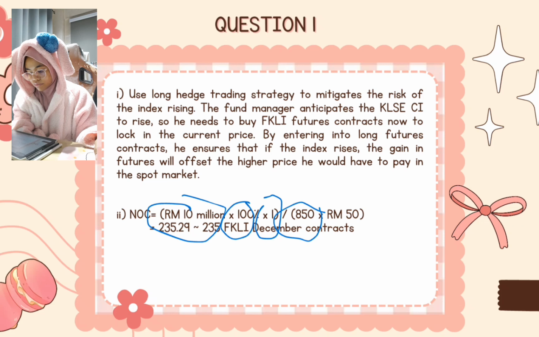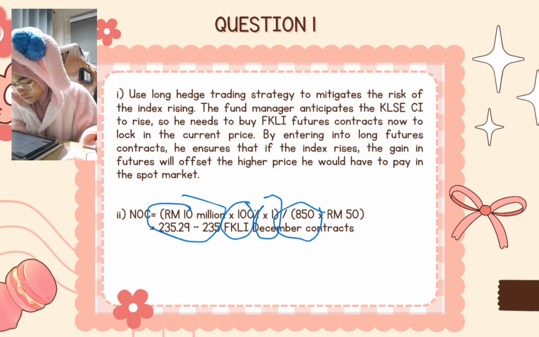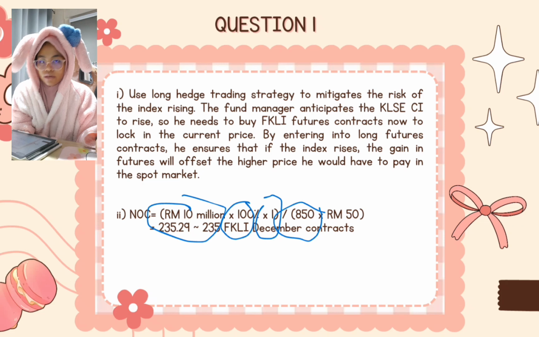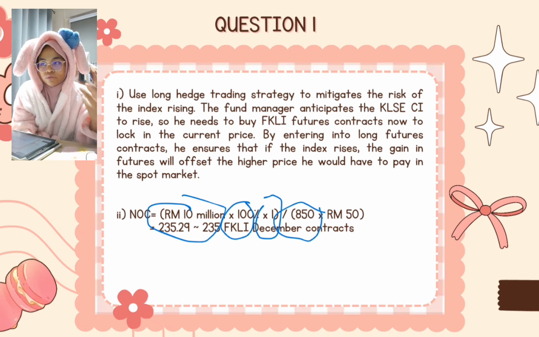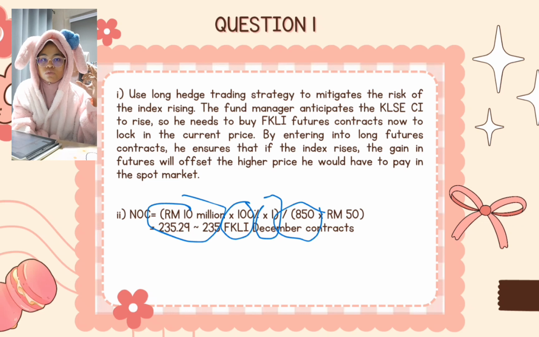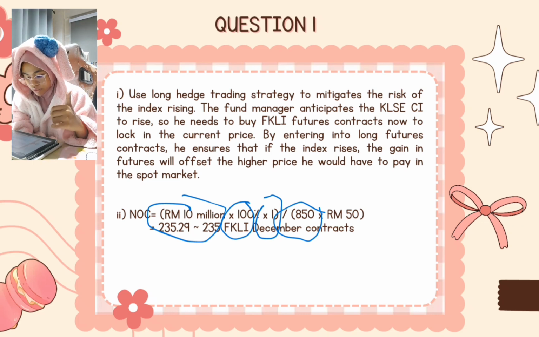So the answer for this is 235.29. We have to ignore the decimal points. So the number of contracts is 235 FKLI December contracts. Don't forget to put the contract code and the contract month.